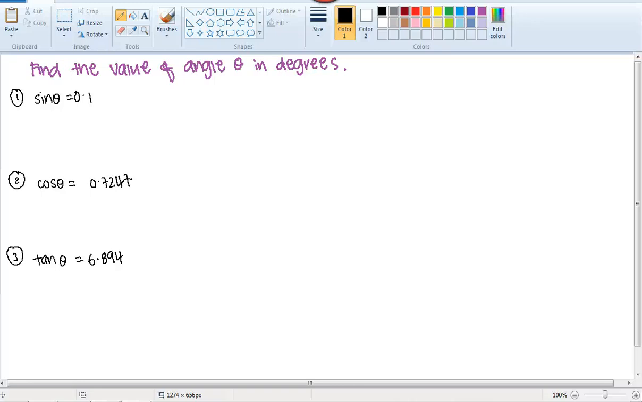Okay, now we'll look at the next set of examples where we'll be asked to find the value of the angle theta when given a trigo ratio. So I've got 3 examples here. The task right now is to find the value of the angle theta in degrees.